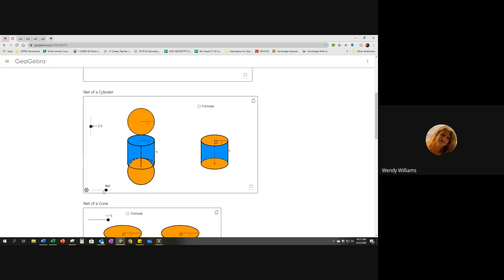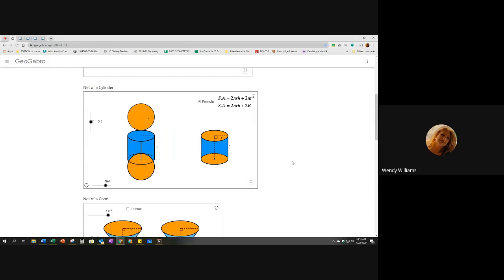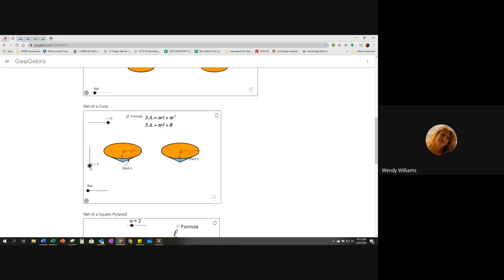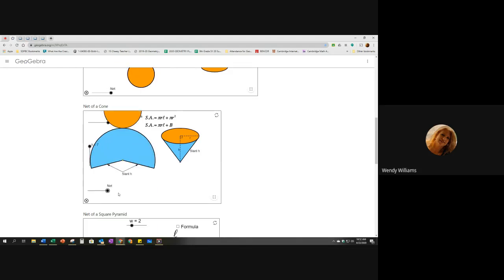You can click and see the net. You can also click and see the formula. So these sites you're going to be able to use over and over again. Here again is your formula. Here again is your picture. It'll actually show you what it looks like when the heights are decreased, heights are increased, what a slant height is versus a regular height, and what the net would look like when you open it up.